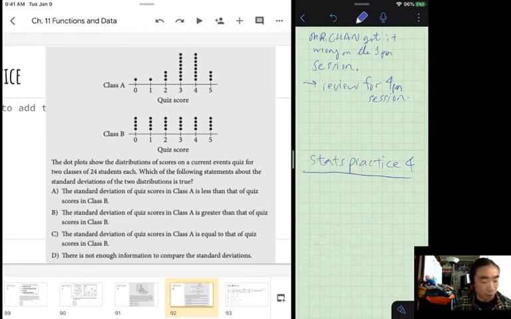Option B, the standard deviation of the quiz scores in A is greater than the quiz scores in B. Well, that's not the case, it seems. There's more quiz scores in 3s and 4s, there's less variability there. Probably not B. C, the standard deviation of the quiz scores in A is equal. Nope. And then option D, there's not enough information to compare the standard deviations. There is. We can figure out the standard deviation of these scores. Okay, so the answer here is in fact A.